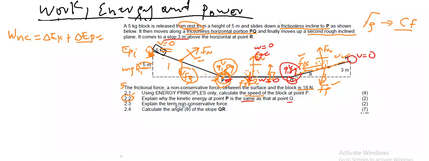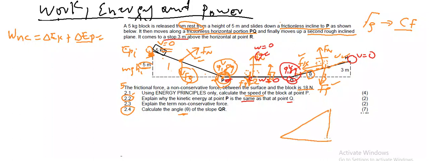A conservative force is a force that does work on an object independent of the path taken. A force that does work on an object depending on the path taken is a non-conservative force. But the question we are mostly going to is 2.4: calculate angle theta. Here is theta. Okay, so we have that triangle.